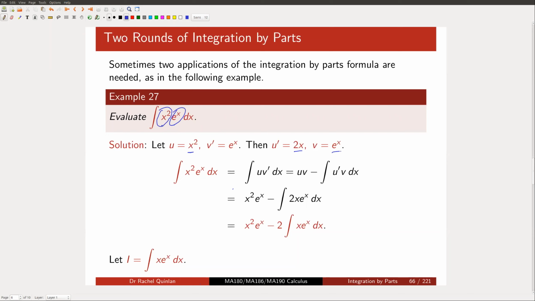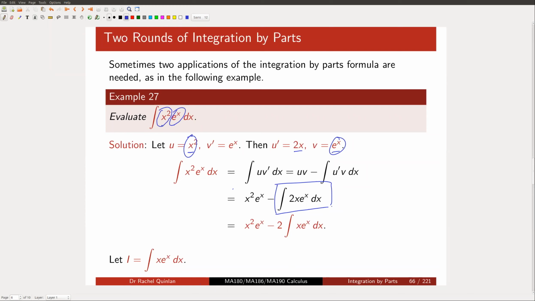we get that the integral of x squared e to the x is uv, which is x squared, that's u, times e to the x, minus integral of u dash v, which is 2x e to the x. Okay, so we're not done because we still can't integrate this bit. But somehow we've managed to reduce it from x squared e to the x to x e to the x, which is progress.